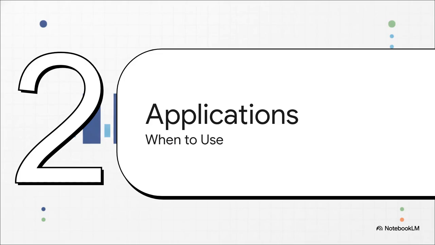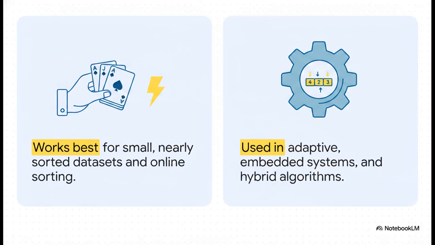Section 3. Real-world applications. When to use insertion sort. And this brilliantly illustrates why understanding these basic mechanics is so incredibly valuable. This simple logic is powering systems all around us right now. So where does this specific sorting method actually shine? Well, as we see on the left, it works absolutely perfectly for small data sets where a simple implementation is all you really need. It's also incredibly fast for nearly sorted data, and it's perfect for online sorting, which basically means sorting data as it arrives live, one element at a time.